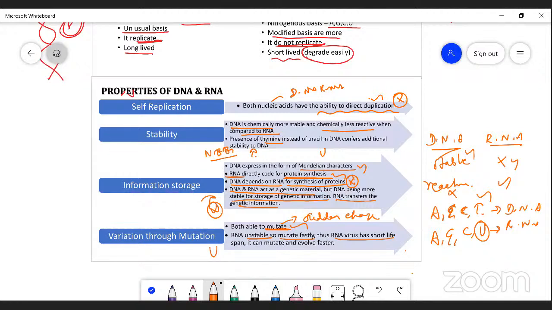But DNA can't do like that, because it has a very strong, stable condition. The RNA can mutate and evolve faster. RNA will make the mutation very fast, so the structure, shape, and every activity change very fast, changing according to the host body. These are the properties of the DNA as well as the RNA.